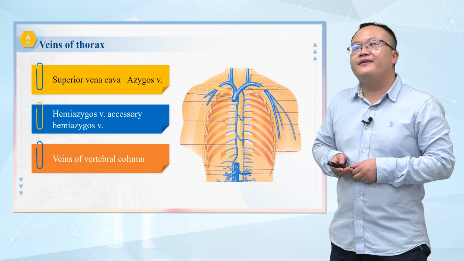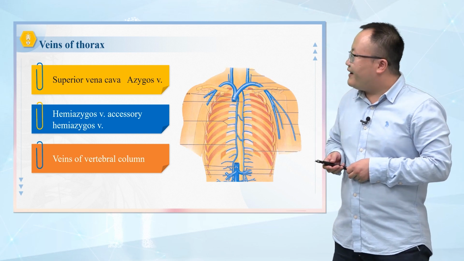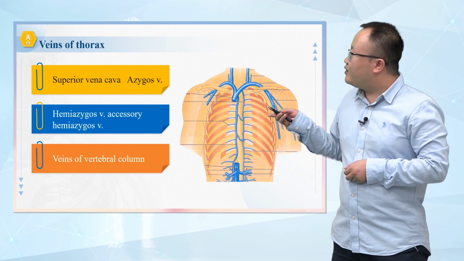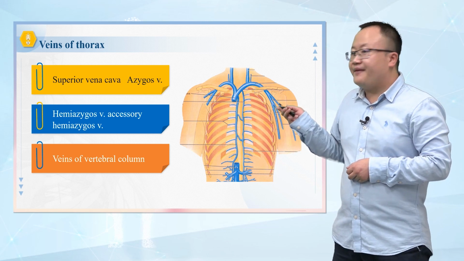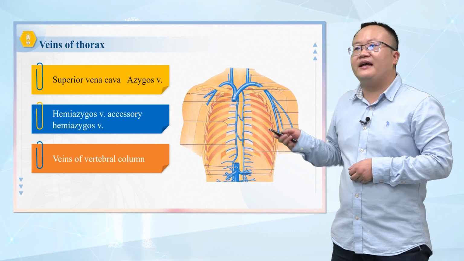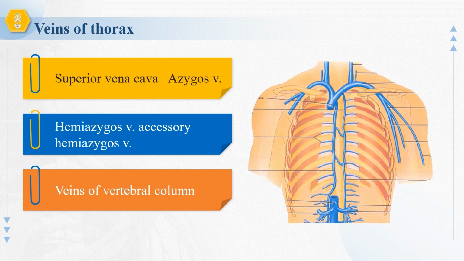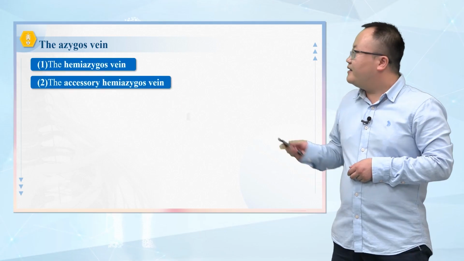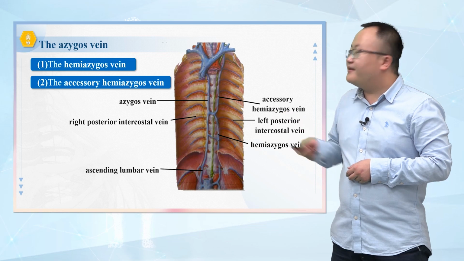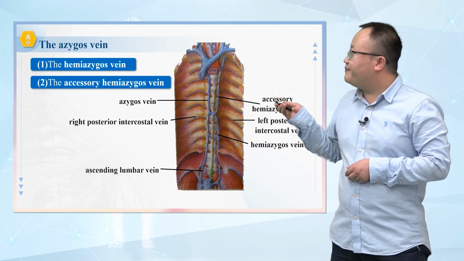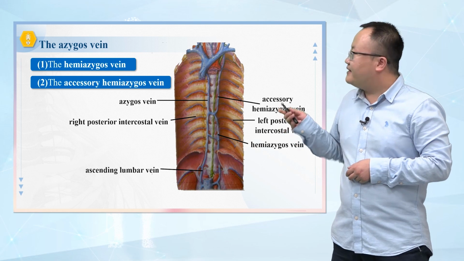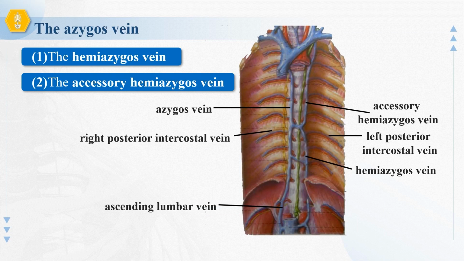Thoracic veins. It has several branches. They are the superior vena cava, azygos vein, hemiazygos vein, accessory hemiazygos vein, and veins of the vertebral column. The azygos vein may connect with the hemiazygos vein and the accessory hemiazygos vein below. This picture demonstrates the relationship of the three.